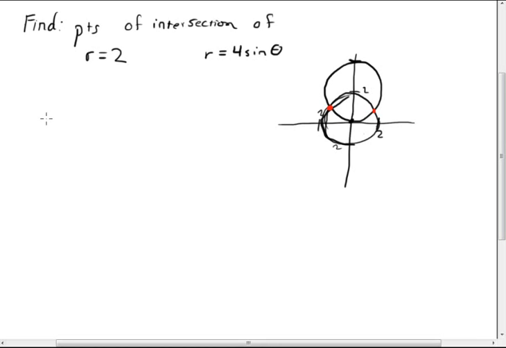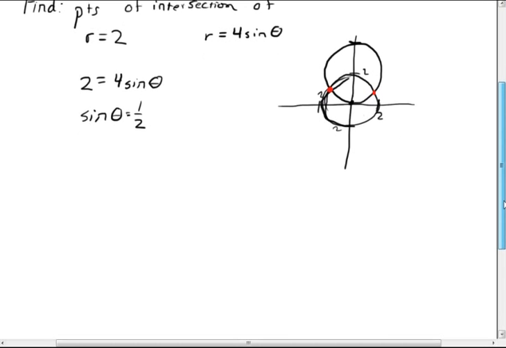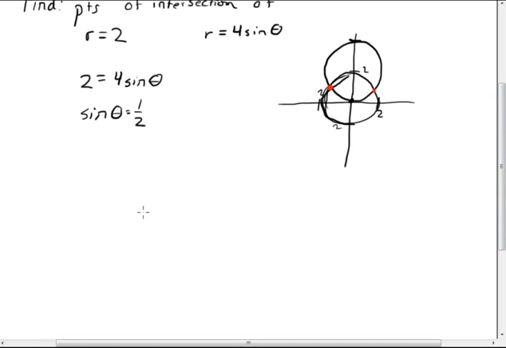So now what we do is set these two equations equal to each other. Since they're both solved for r, we just say 2 is equal to 4 sine theta. So that means sine theta is equal to 1/2. Okay, so since sine of theta is equal to 1/2, there are two coordinates that have sine of theta equal to 1/2. And it's easiest if you have a unit circle or can draw one to see what this looks like.